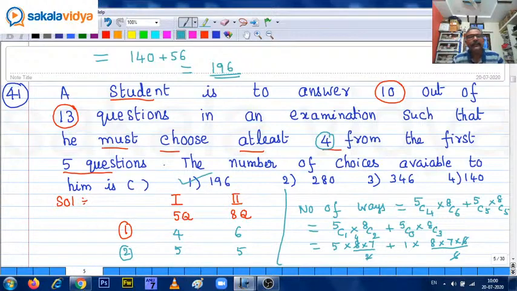How 5 and 5? At least 4 questions. In the first section we have only 5 questions. At least 4 means either you can select 4 or 5, maximum 5 only. But the total is 10. Already in the first section he has attempted 5 questions, so he still needs to attempt 5 questions from the rest of the 8 questions. So that's why 5 and 5, 5 plus 5 is 10.